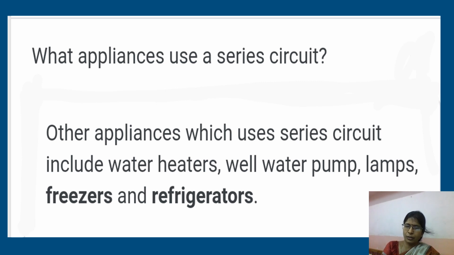Same way in the refrigerator also. The refrigerant, coolant, and compressor are all connected in series. So the appliances that use a series circuit are, first, the Christmas lights, then water heaters, well water pumps, lamps, freezers and refrigerators. These are the appliances which contain series circuits in them. Okay, are you clear here?